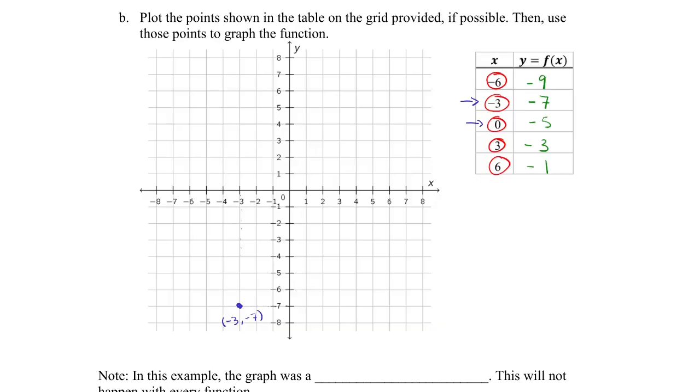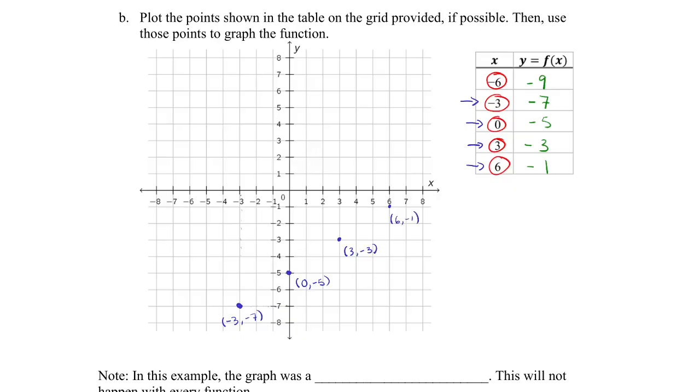Then I have 0, -5. So x equals 0 along the y-axis. Y is -5 here. So 0, -5. 3, -3. That's right here. And then 6, -1, that's up here.